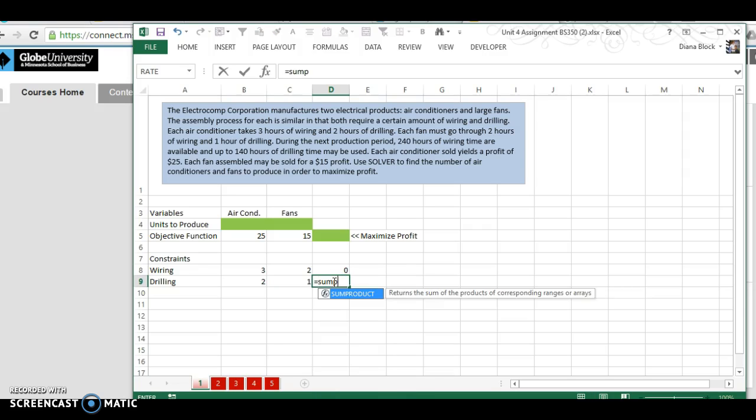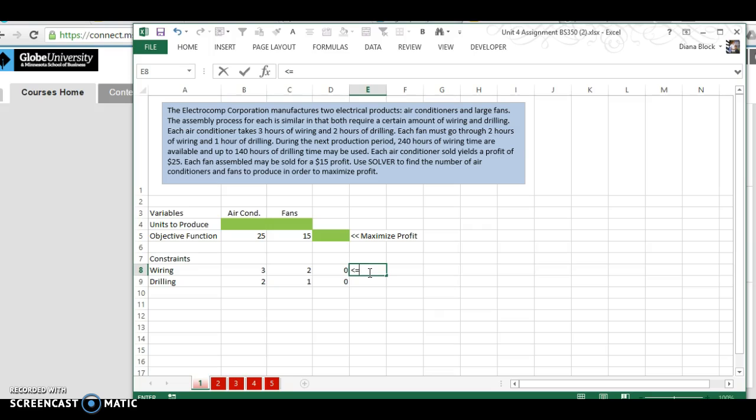We're going to say SUMPRODUCT, and we're going to SUMPRODUCT the number of units we're going to produce times the drilling time. So then in this field, we'll end up with the total drilling times once Excel determines how many of each unit to produce. And so what do we know about these wiring and drilling times?